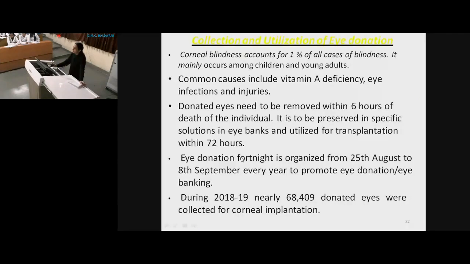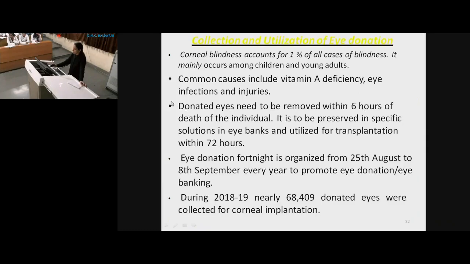And this is collection and utilization of eye donation. Corneal blindness is 1% of all cases of blindness, and this occurs mainly in children and young adults. The common causes being vitamin A deficiency, eye infections and injuries. Donated eyes have to be removed within 6 hours. This 6 hours is important.